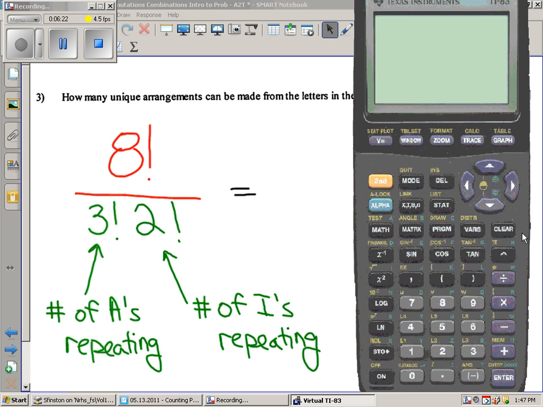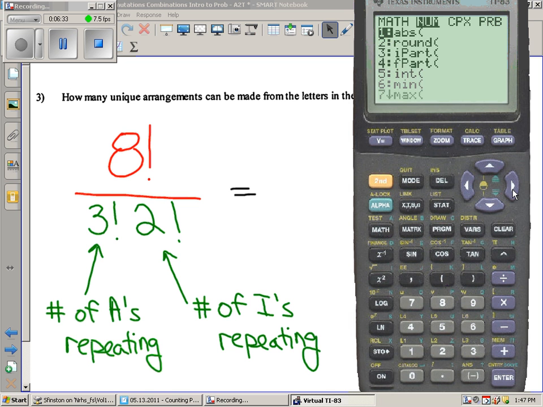I'll make this link down there. We're going to do 8, math, PRB, factorial, divided by, and in parentheses we're going to put this so we could group it together. 2, math. Let's see if you get the same thing.